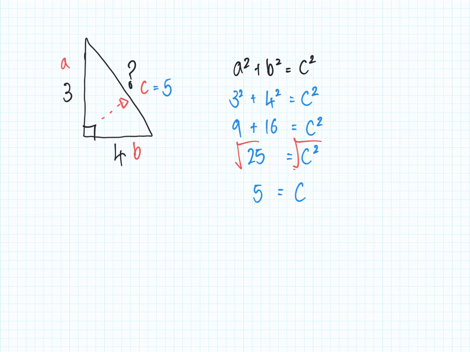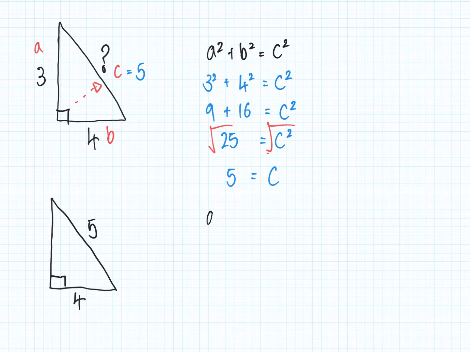Now the same thing works if we have a triangle where we are missing another side, but we have the hypotenuse. So if we look at this triangle where we've got 5 and we've got 4, then we still know that A squared plus B squared is equal to C squared. But now C is 5, B is 4, and we don't know what A is. So don't forget the squared. We know that A squared plus 16 is equal to 25.